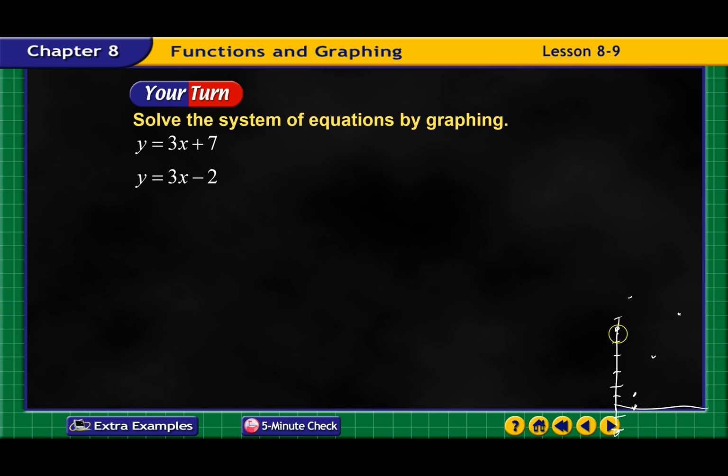So even though I know I can look at this and say they have the same slope, therefore they're going to be parallel, I still need to graph it because it says solve it by graphing. So the answer would be no solution, and the graph should look like this.